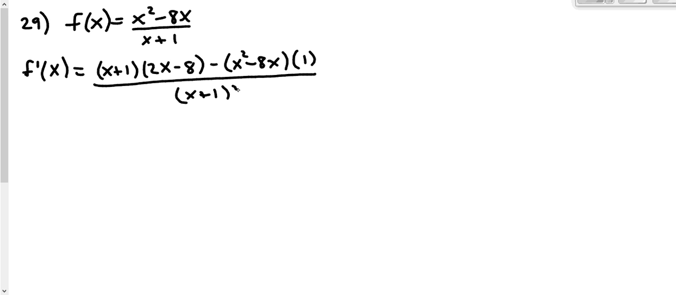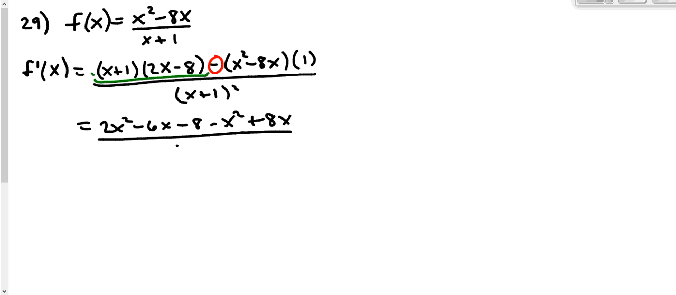Okay, we can simplify this. We can multiply the first two binomials on the top using the FOIL technique, and we end up with 2x squared minus 6x minus 8. And then we can distribute the negative before the last part. We have minus x squared plus 8x over our denominator. Then we can combine like terms, and we have x squared plus 2x minus 8 over x plus 1 quantity squared.